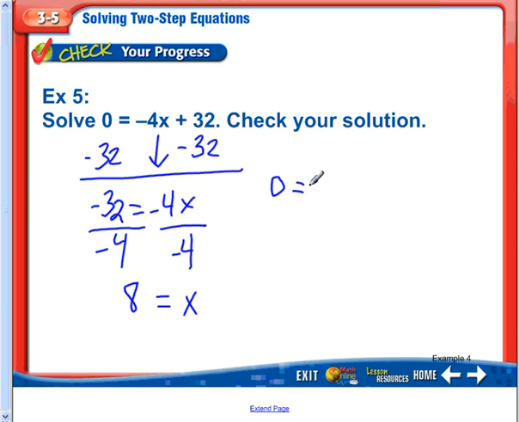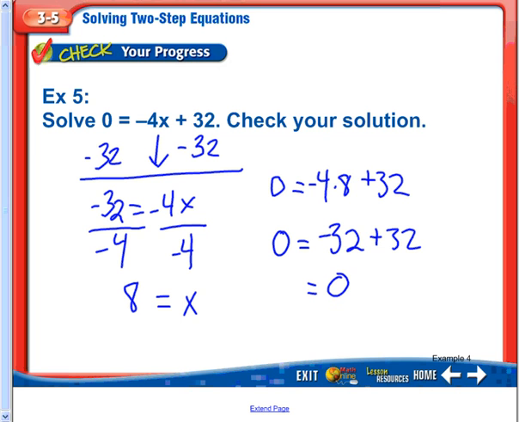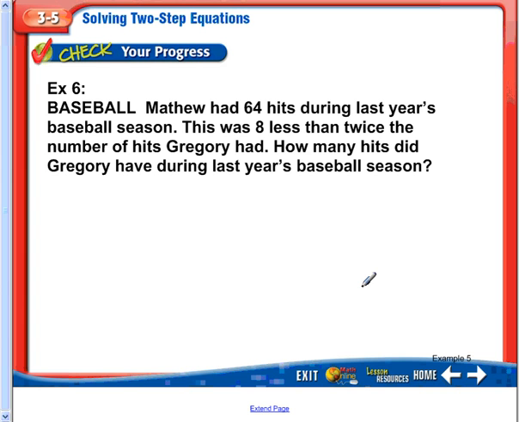I'll use the value of x for x in my original equation to check. Order of operations, I need to multiply first to get negative 32 plus 32. If I owe 32 and I have 32, I'll have 0, and my solution works.